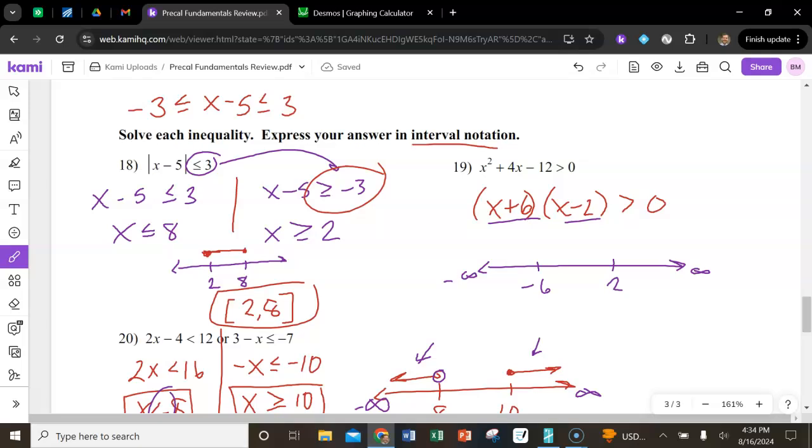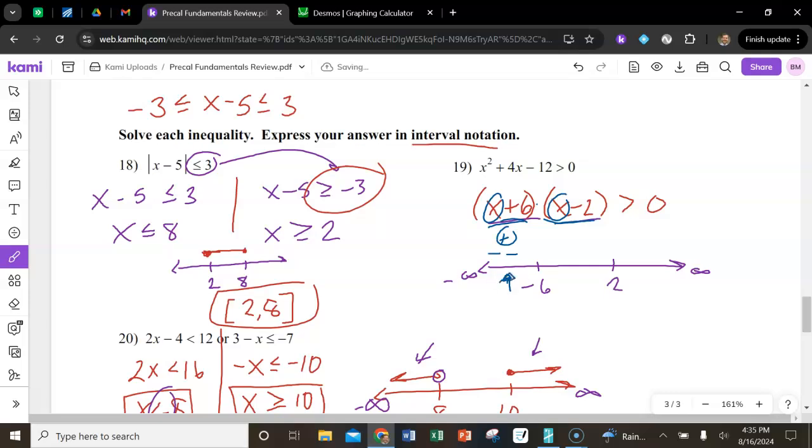I'm going to pick a number from each interval. So I'll pick something that's here. Anything that's less than -6. So let's say we pick -7. I'm going to imagine plugging that in for these x's. If I plug in -7, -7 plus 6 is a negative number. And -7 minus 2 is also a negative number. And if I multiply two negatives together, which is what's happening here, multiplication, then I get a positive number. And I'm going to do that with every single one of these intervals.